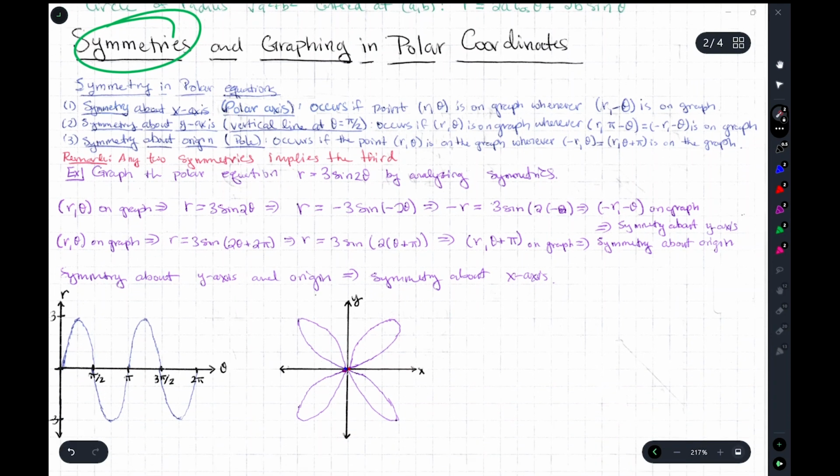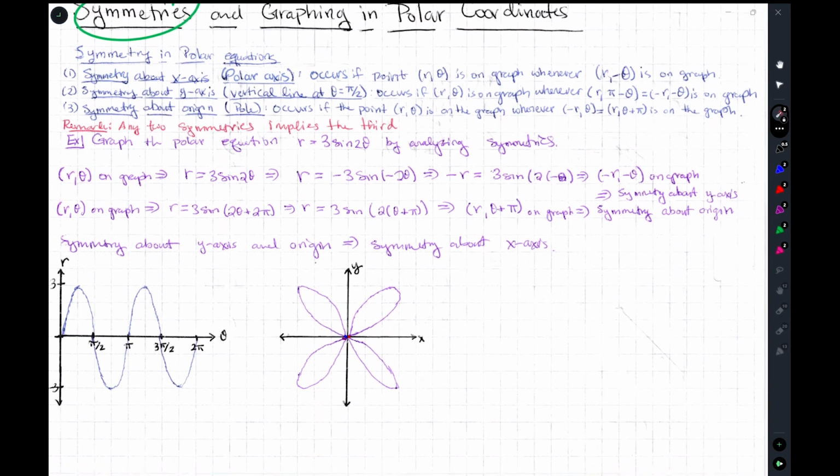And let's take a look at a concrete example. So we want to graph this equation here by analyzing the symmetries. So let's look at the symmetries before we get started to know where we're going. So suppose (r, theta) is on the graph. We want to show that (negative r, theta) will also be on the graph. Why? Well, that's going to give us a symmetry about the y-axis. And how do we do that? Well, assume this. This is equivalent to negative 3.